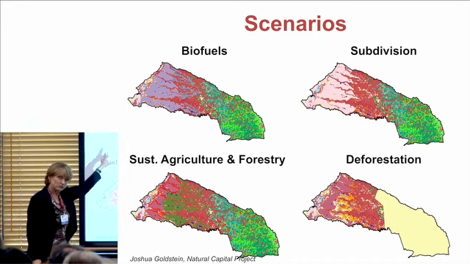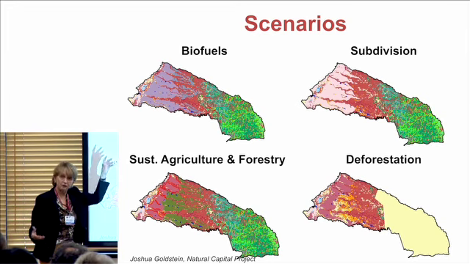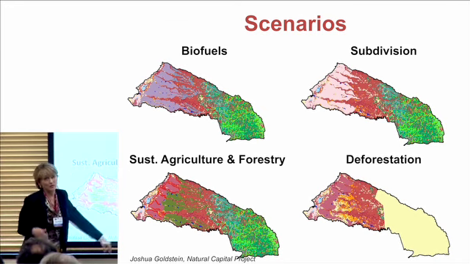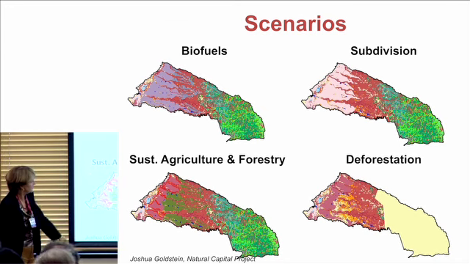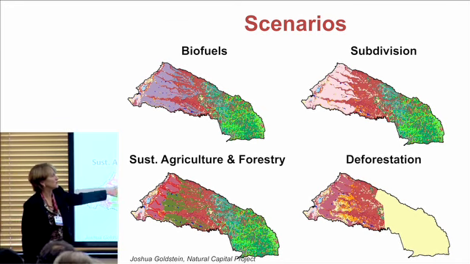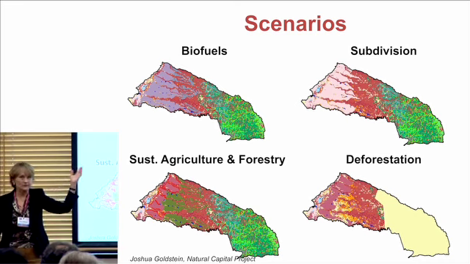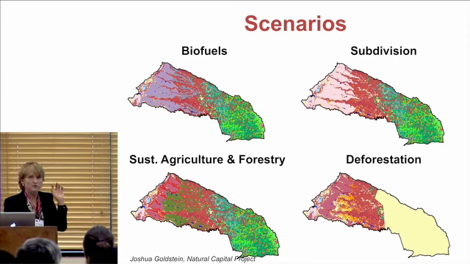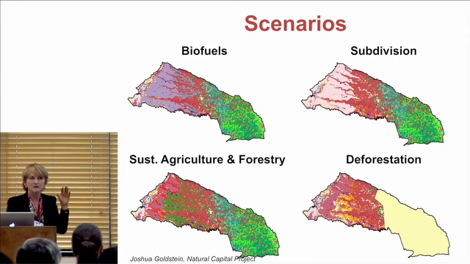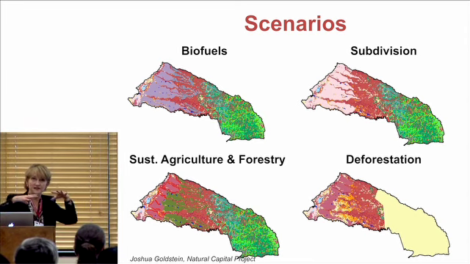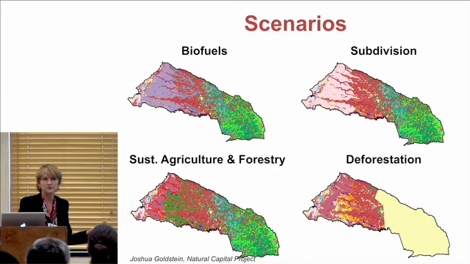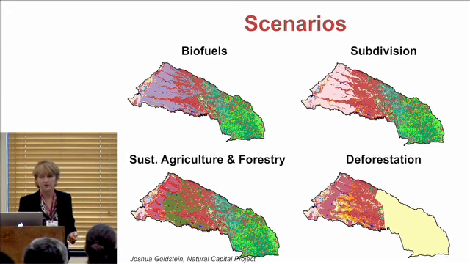One could be they could go full into biofuels. Biofuels is a big deal in Hawaii right now. Or they could turn it into subdivisions. On Oahu, that would probably not be a bad idea. Or they could do sustainable agriculture. Or they could deforest it, and there are a lot of other scenarios, but here are 4 to look at. Then once they had the scenarios, they ran them in their spatially explicit models to ask what would happen to a variety of ecosystem services that those people cared about.